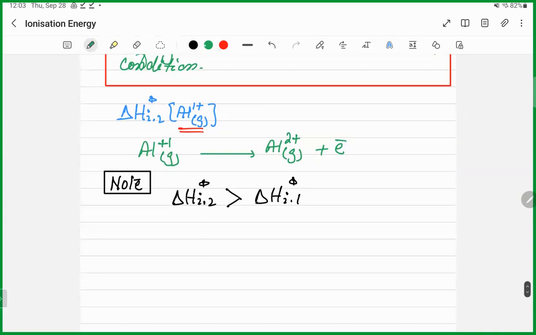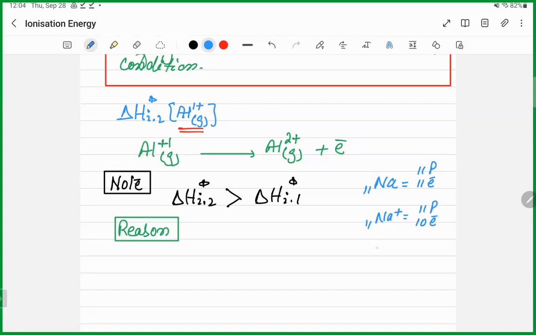Why? Because the reason is that after the removal of one electron, there are more protons and fewer electrons. Let's talk about sodium. Neutral Na has 11 protons and 11 electrons. You remove one electron and make it Na positive. Na positive has 11 protons and 10 electrons. So the removal of an electron is difficult from Na positive because it has more protons and fewer electrons.